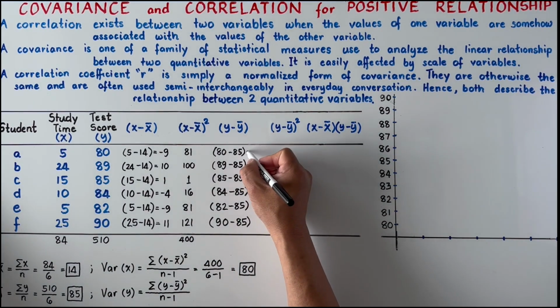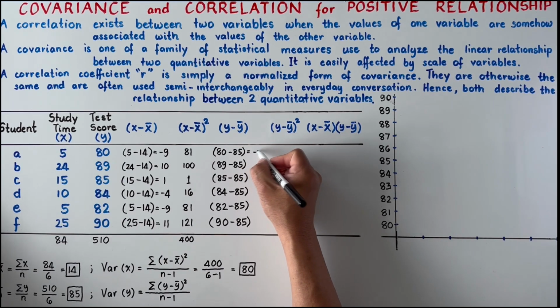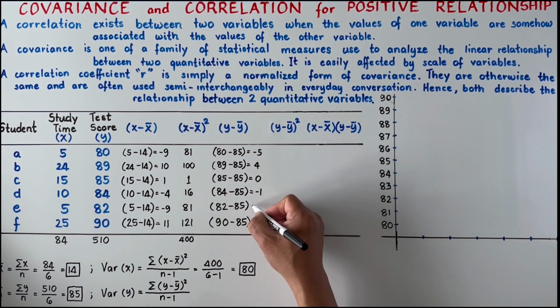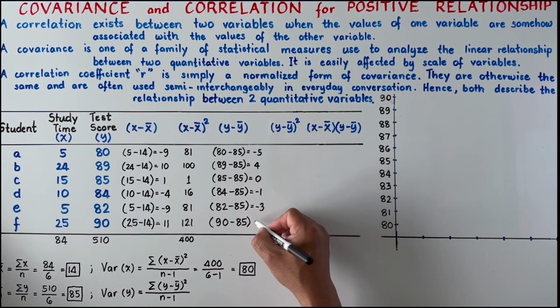Now you can get the differences here, which are negative 5, and this is 4. The difference here is 0. The difference here is negative 1, and this one is negative 3, and this is 5 as a difference.